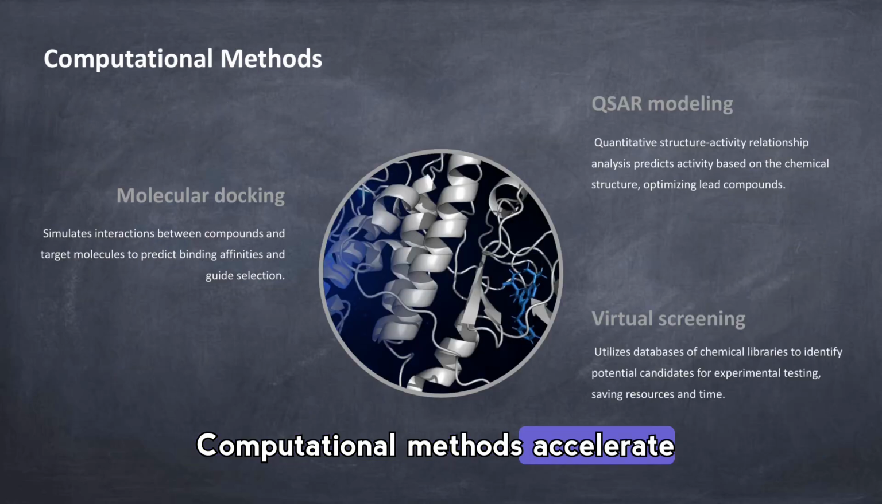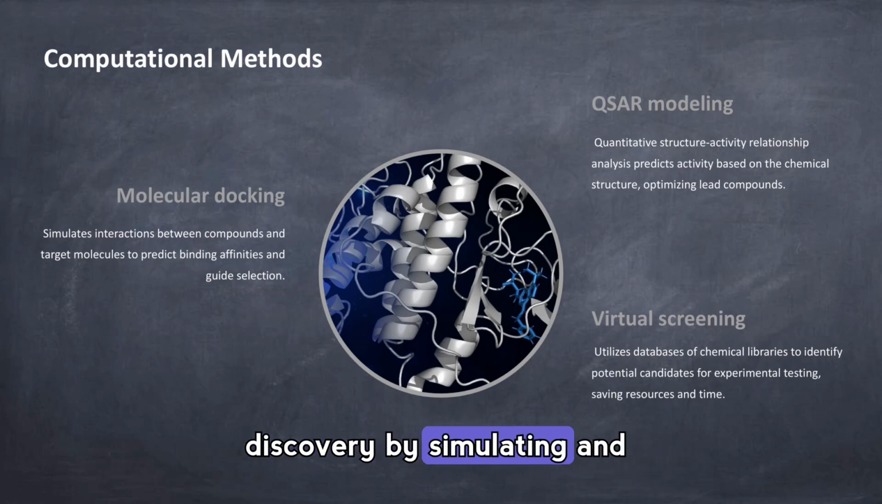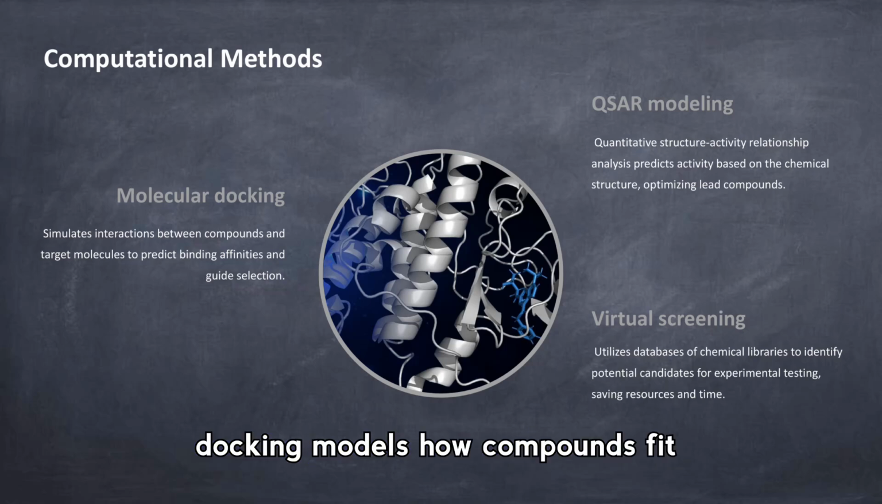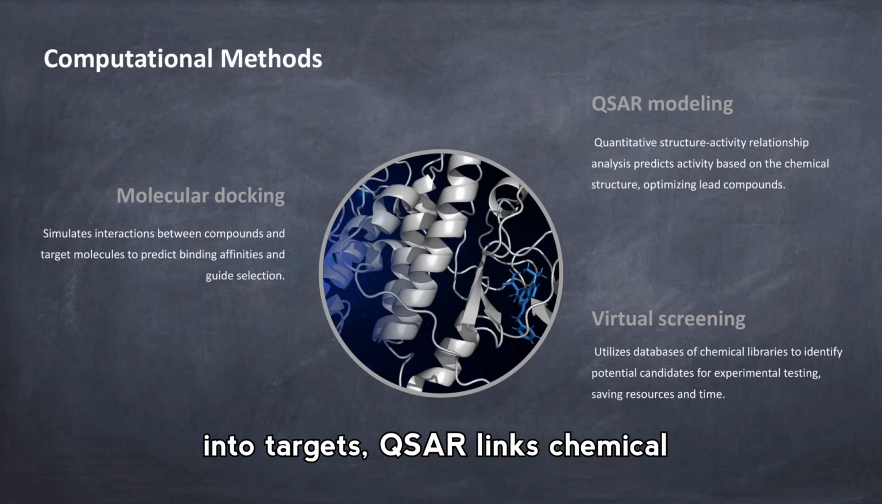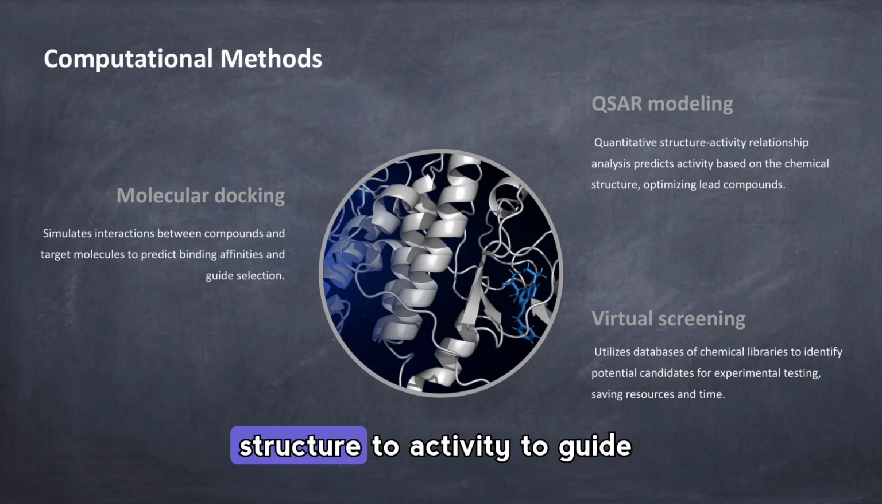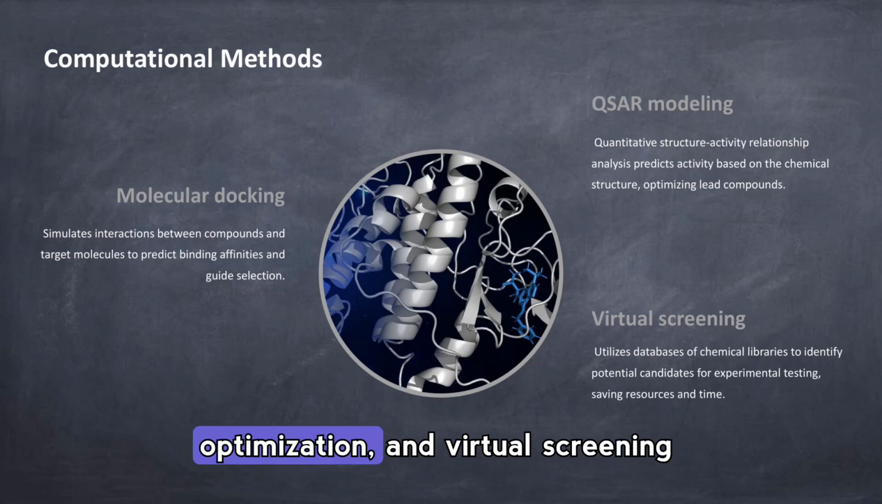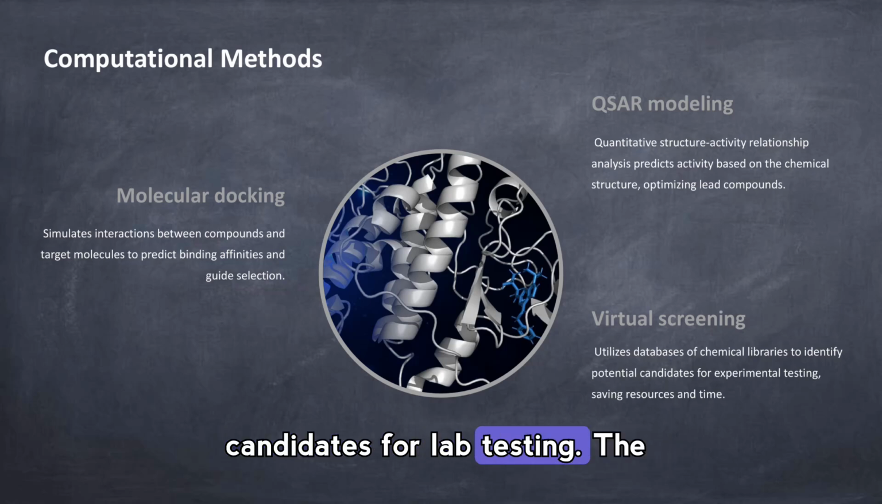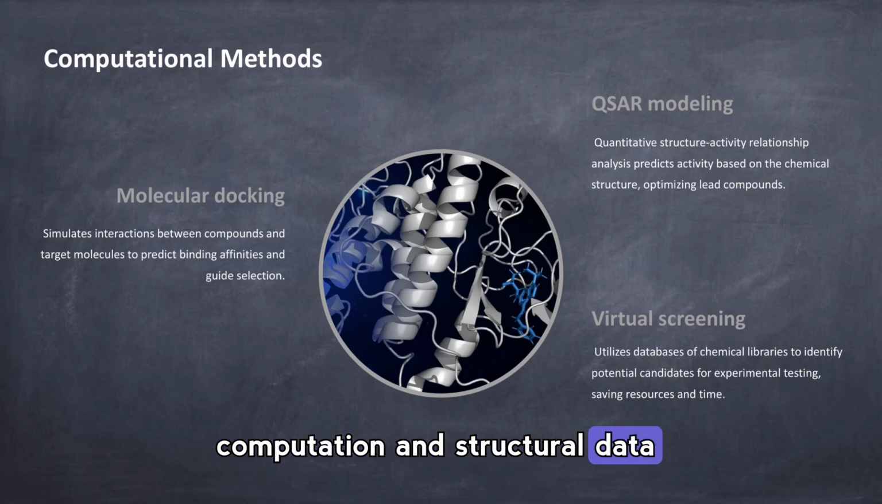Computational methods accelerate discovery by simulating and predicting interactions. Molecular docking models how compounds fit into targets. QSAR links chemical structure to activity, to guide optimization. And virtual screening searches large libraries to prioritize candidates for lab testing. The central graphic highlights how computation and structural data inform experimental decisions.